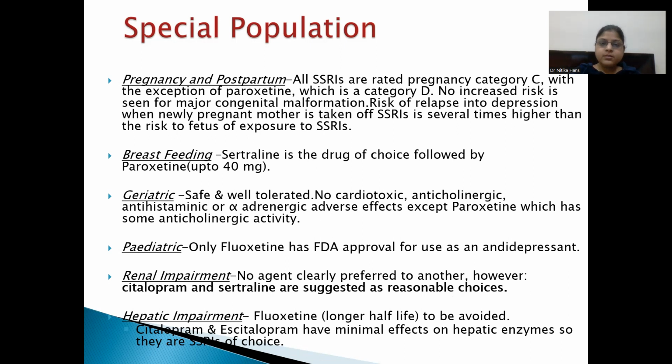In pediatrics, only fluoxetine has FDA approval. In renal impairment, no agent is clearly preferred to another. However, citalopram and sertraline are suggested as reasonable choices. In hepatic impairment, fluoxetine is to be avoided. Citalopram and escitalopram have minimal effects on hepatic enzymes, so they are the SSRIs of choice.